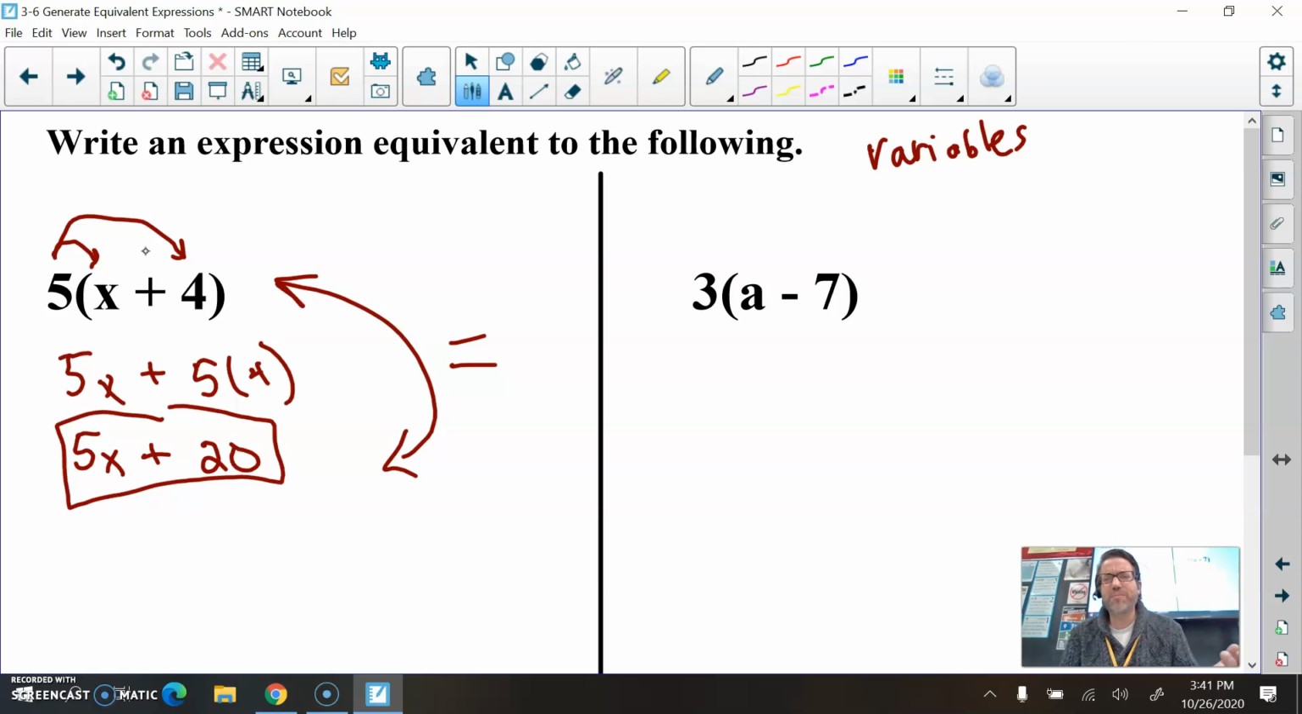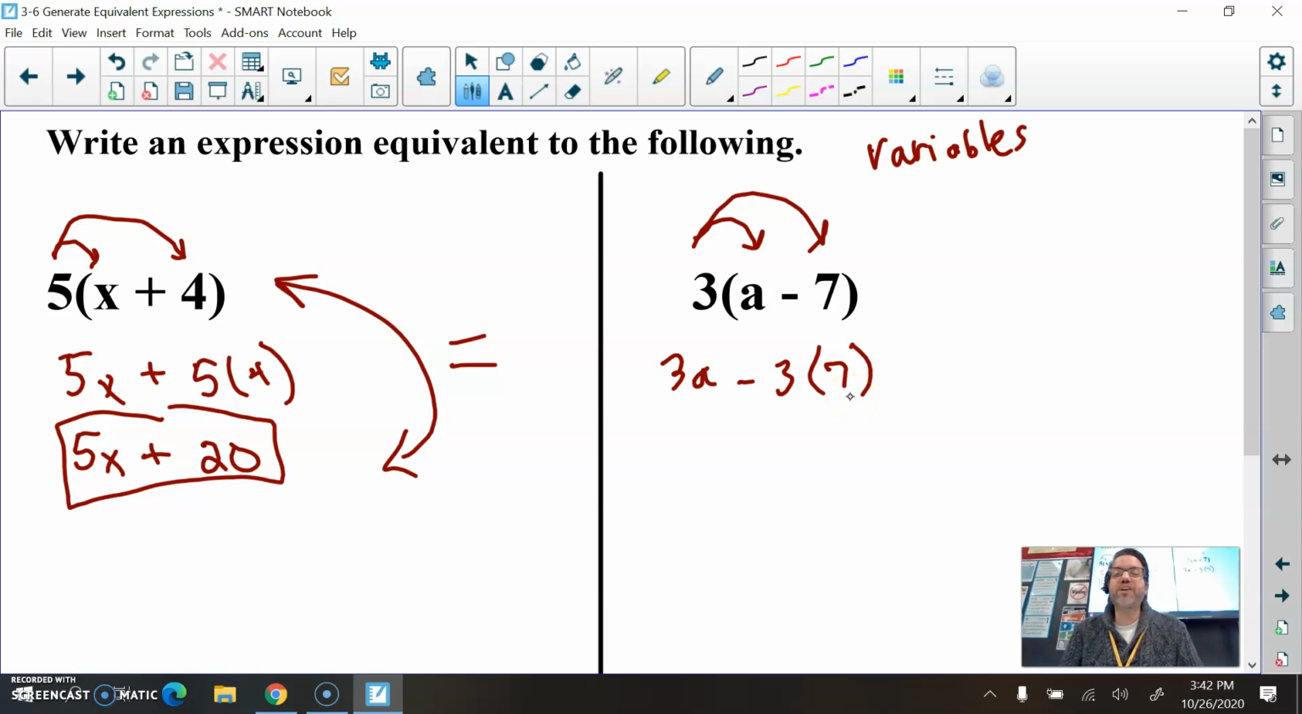Anyway, we have 3 times the quantity a minus 7. I want to use the distributive property to distribute the 3 through this quantity, just like a mailman would distribute the mail and put it in each of the correct mail slots on his mail route. So anyway, bomb the fort. 3 times A minus 3 times 7.